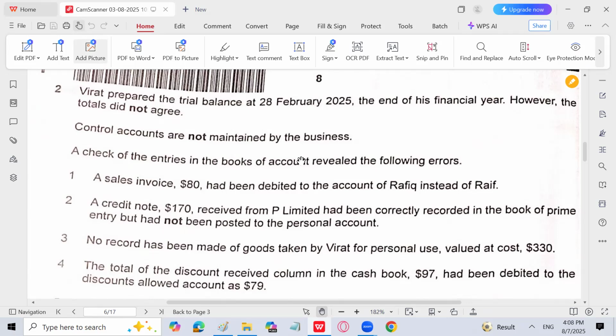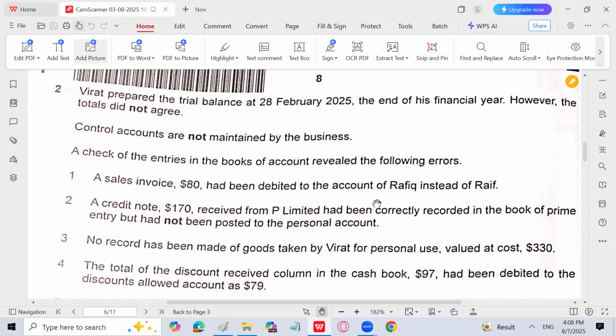So Virat prepared the trial balance at 28th February, the end of the financial year. However, the totals did not agree. And remember that you will get your marked papers this time in your exams. Yes, there's a My Cambridge app, and you will get your marked papers of every subject on your own. And you can see those papers, but they will be raw marks. Then the marks will be adjusted, and then you will get your grade.